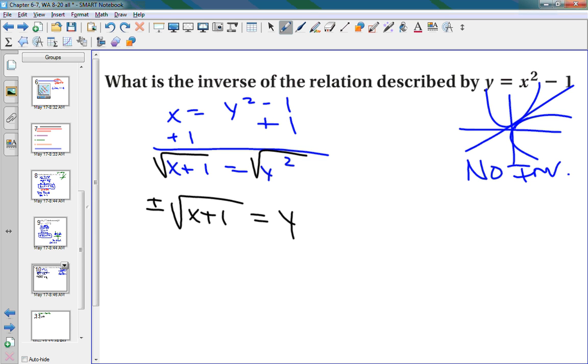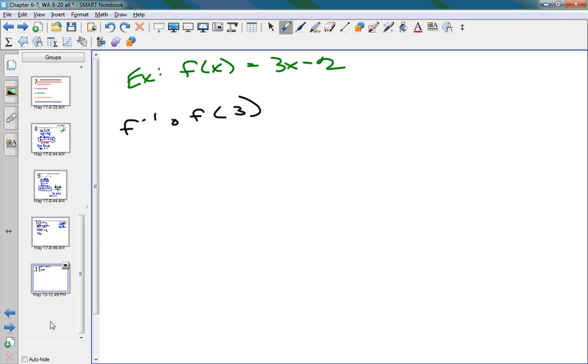Now, my question is, is this thing an inverse? It's not a function like this, so no. Plus and minus is not a function, because if I put them together, does it pass the vertical line test? No. If I keep them apart, will it pass the vertical line test? Yes, it will. So now, go to the next problem.